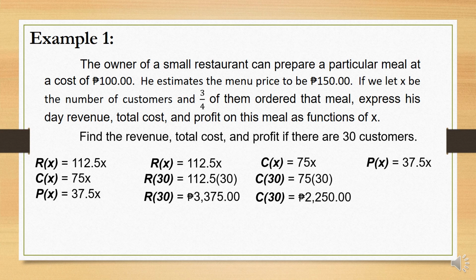Now, to determine the profit, we will use P of X is equal to 37.5x. So, since there are 30 customers, we will now substitute the value of X to 30. So, P of 30 is equal to 37.5 times 30. Then, P of 30 is equal to 1,125 pesos. Therefore, the profit with respect to 30 customers for that day is 1,125 pesos.